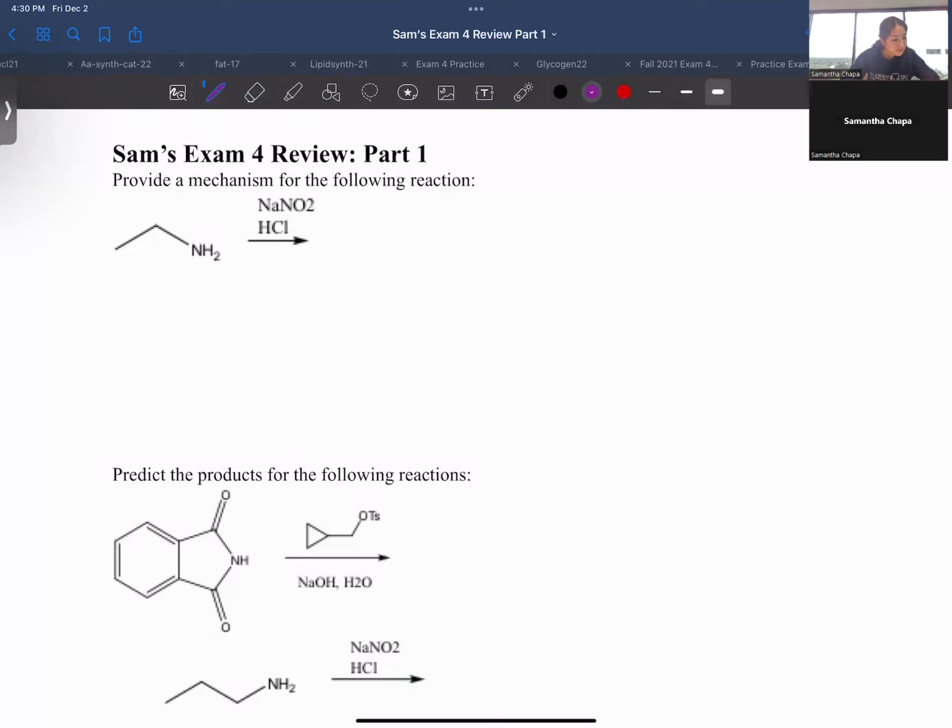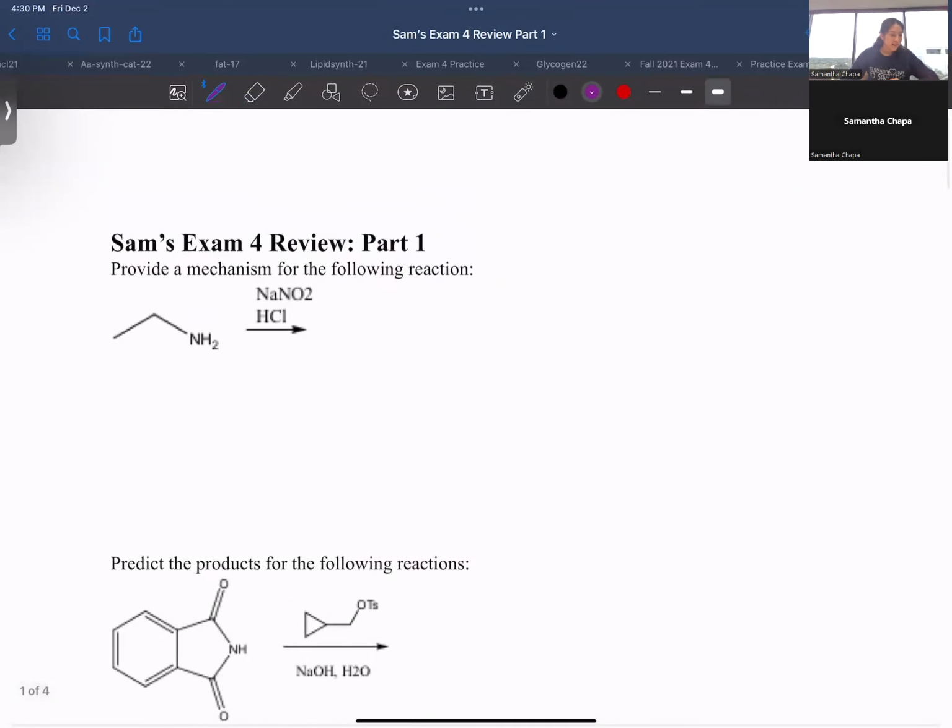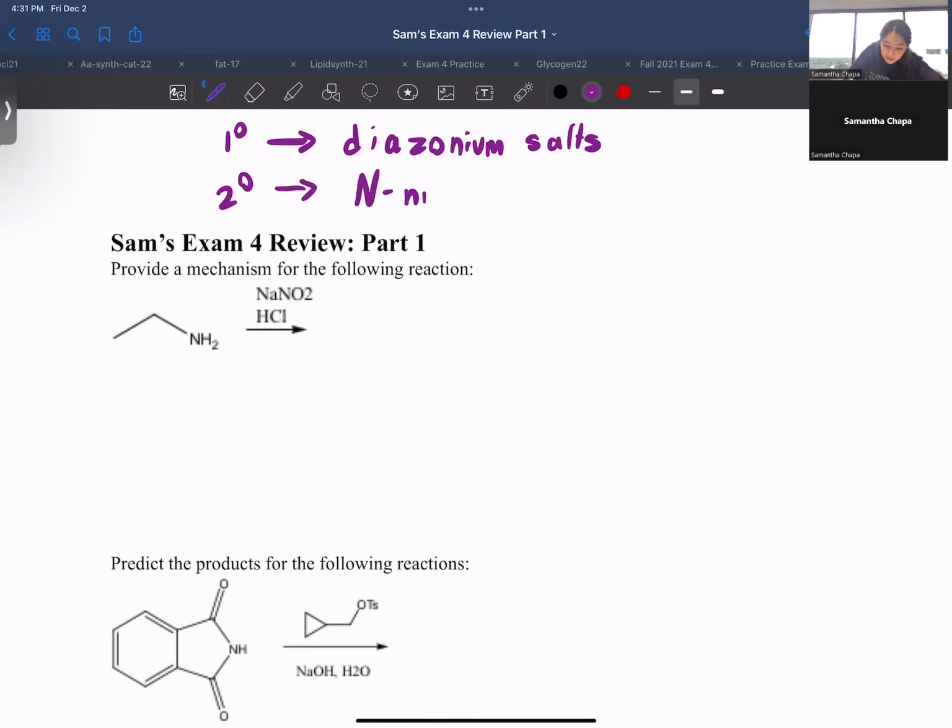And this mechanism was on my test. It was one of the longer mechanisms, so I knew the answer. These answers are easy, like knowing the product, but the mechanism is kind of crazy. Remember, if you don't know the mechanism, at least write the product, because that's already half of the points for your reaction. So I'm going to give you a little chart to know your products. For primary amines, you get diazonium salts, and for secondary, you get N-nitrosamines.